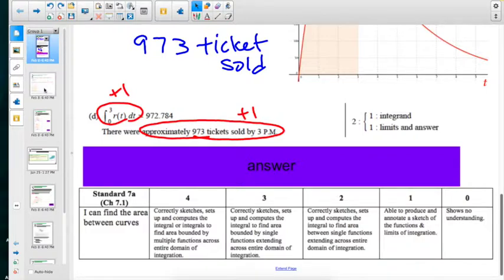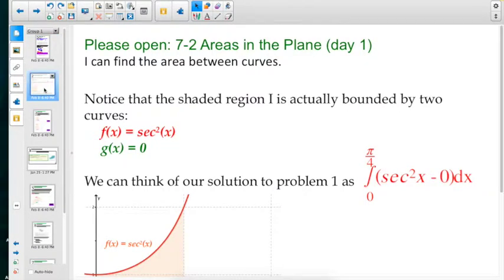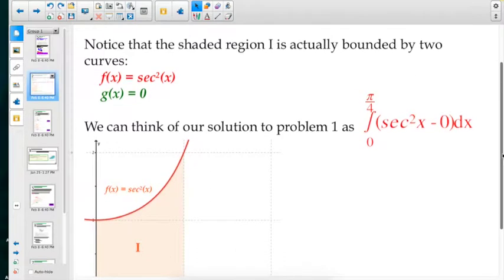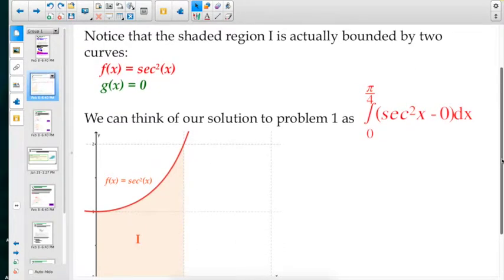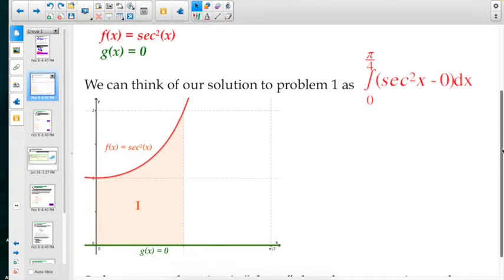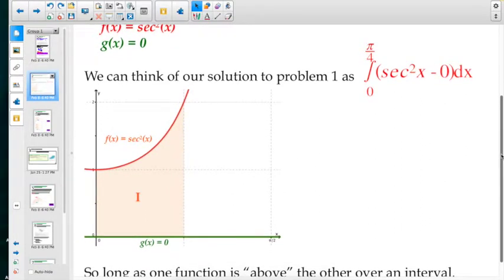Okay. So we're going to start out with this basic scenario, which I could have had you do last chapter. Find the area between the secant squared curve and the x-axis, which, if you think about the x-axis, it's a horizontal line, which means it's a function. And that function looks like y equals 0.